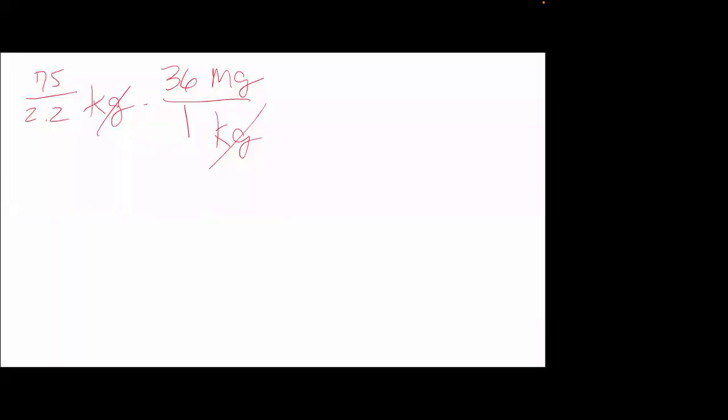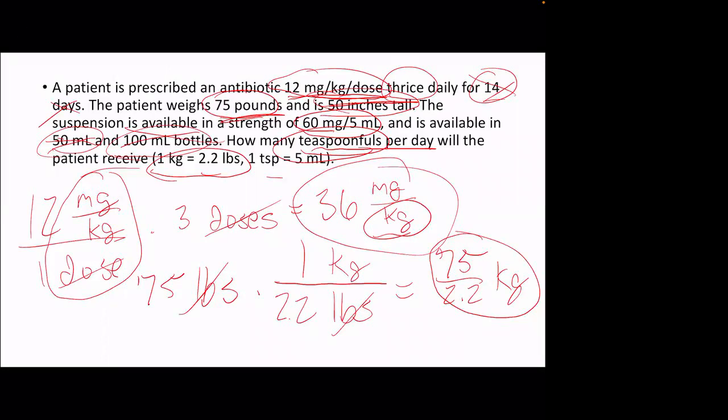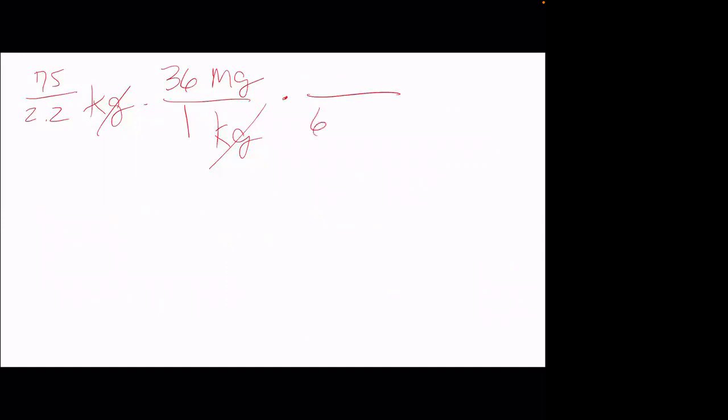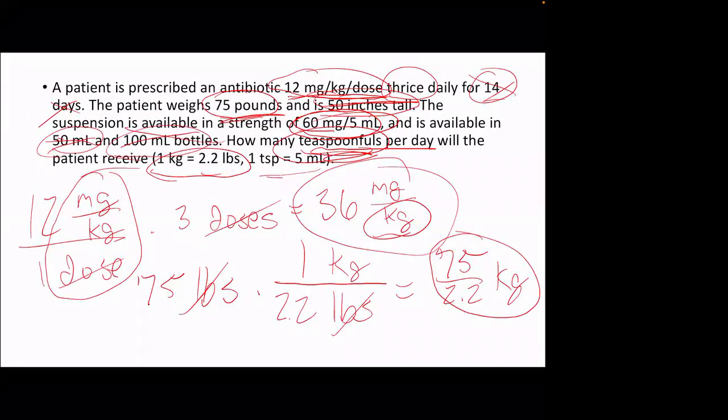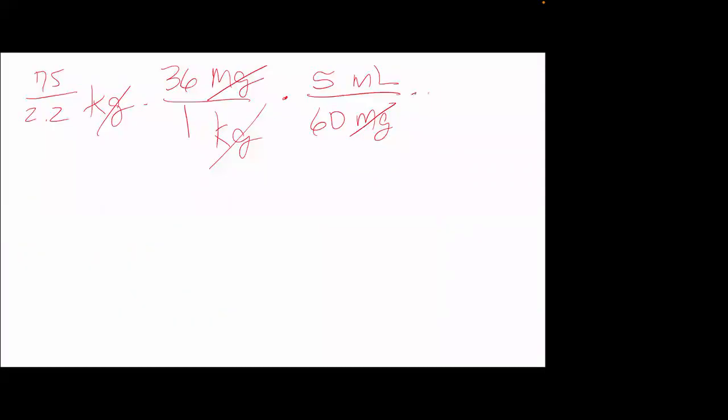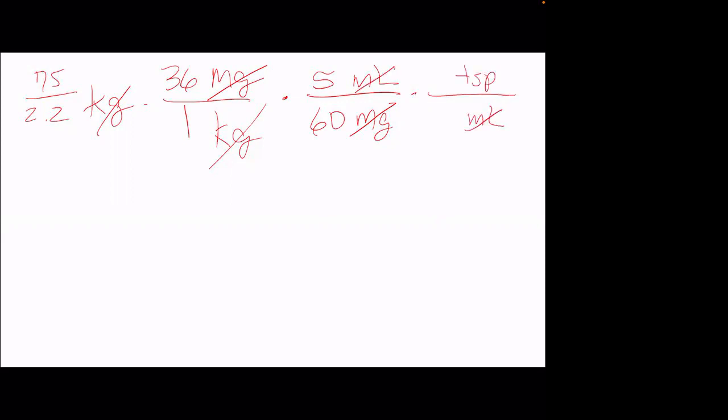And so there we go. Now we're in milligrams. Our objective is to get to teaspoonfuls. So we need to get to milliliters first using the strength of our liquid suspension, 60 milligrams per 5 milliliters. So we've got milligrams on bottom and milliliters on top. Now we're in milliliters, and we have one more conversion because our answer is in teaspoonfuls. We're given that 1 teaspoon is 5 milliliters, so we need milliliters on bottom to cancel that out. There are 5 milliliters in a teaspoon.